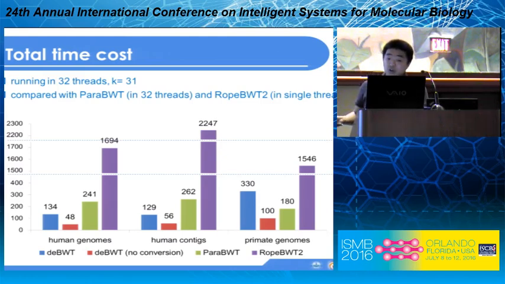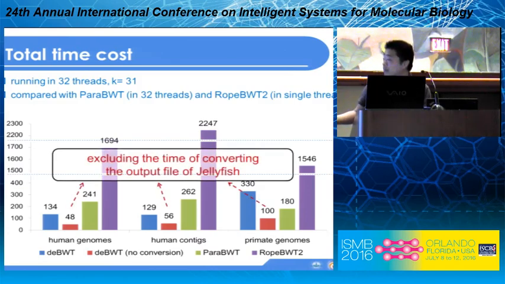Mainly, deBWT is overall faster than ParaBWT. However, they are comparable. But we further found that over half of the execution time, deBWT was converting the output of the jellyfish file to an interpretable format. Excluding this time, I mean, if the output of jellyfish can be directly read, deBWT can be 5 times faster than ParaBWT on human genomes and human contigs.